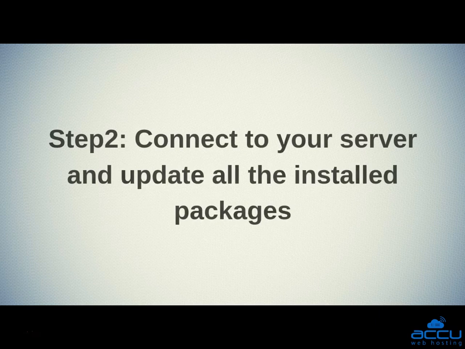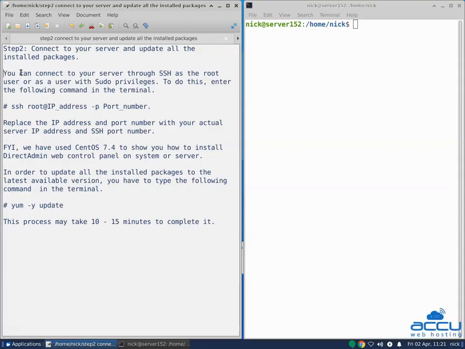Step 2. Connect to your server and update all the installed packages. You can connect to your server through SSH as the root user or as a user with sudo privileges. To do this, enter the following command in the terminal. Replace the IP address and port number with your actual server IP address and SSH port number.